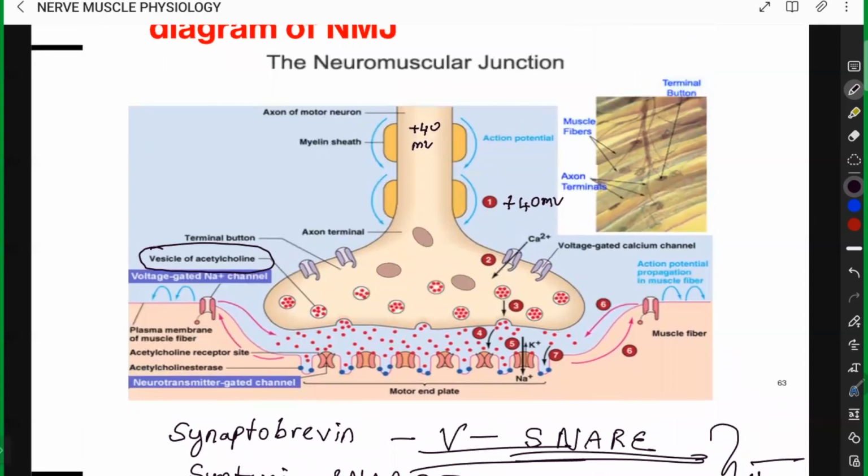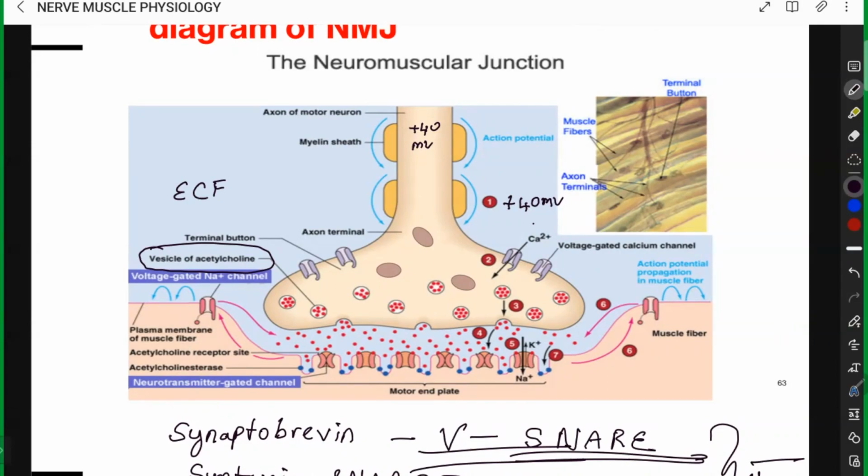I'll tell you what happens once there is opening of the voltage gated calcium channel because of this plus 40 millivolt. There is going to be opening of the voltage gated calcium channels. The calcium which is present in the extracellular fluid now enters into the nerve terminals through the voltage gated calcium channels. So now your calcium is going to enter inside your terminal button.